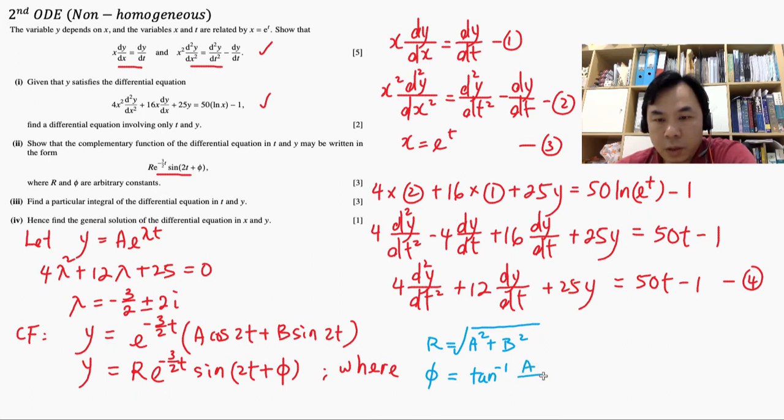So that would be a divided by b here. Right, now that will be the representation of this trigonometric form in terms of sine only, where the r is represented by this, and the phi is represented by this. Okay, so I hope this section is clear. We managed to find the complementary functions to this second order ordinary differential equation. All right, now I'll continue with the next one shortly.